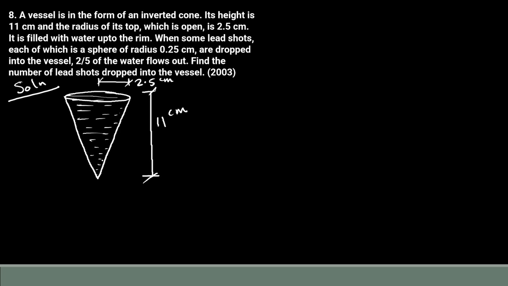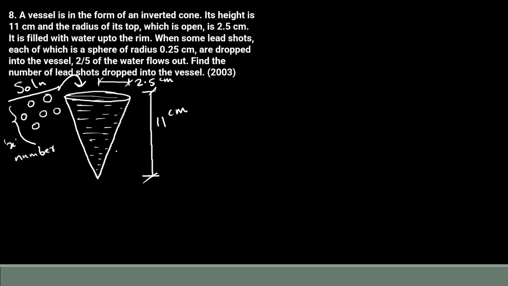When some lead shots, each of which is a sphere, all these lead shots, so let's say x number of lead shots, each of which is a sphere of radius 0.25 centimeters, are dropped into the vessel. Find the number if 2/5 of the water flows out. So whatever is the volume of the water right now, 2/5 of that flows out.